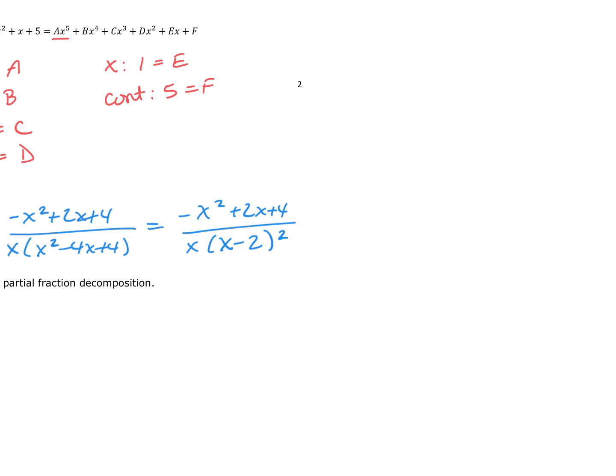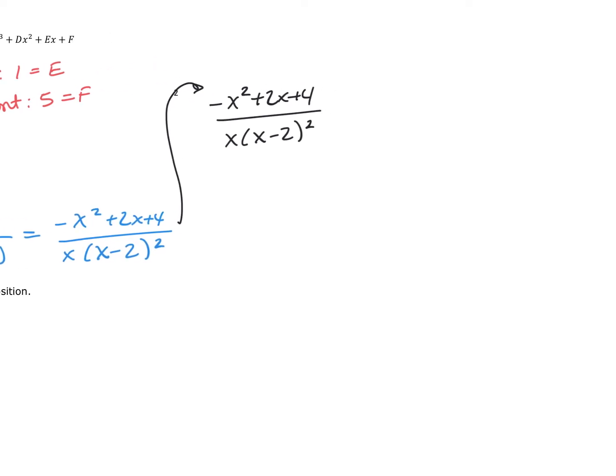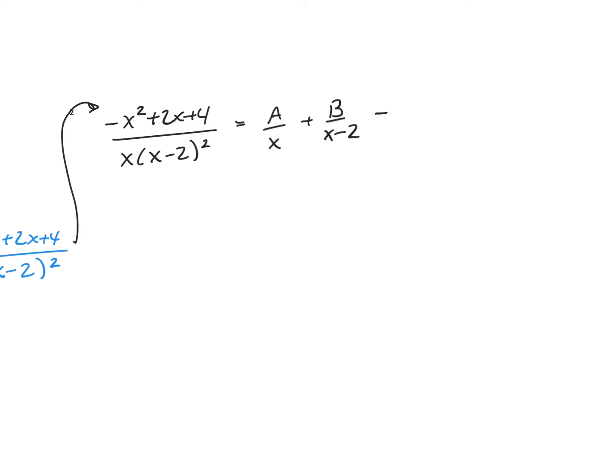Now, when I start to do the partial fraction decomposition, I'm going to use the negative x squared plus 2x plus 4 over x times x minus 2, the quantity squared. So I like using a, b, c, but you can use whatever. So I have A over x plus B over x minus 2, and then plus C over x minus 2, the quantity squared.